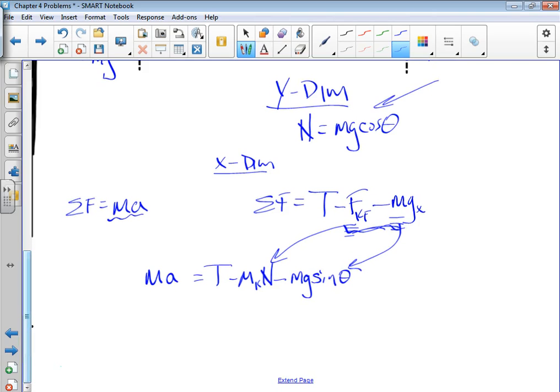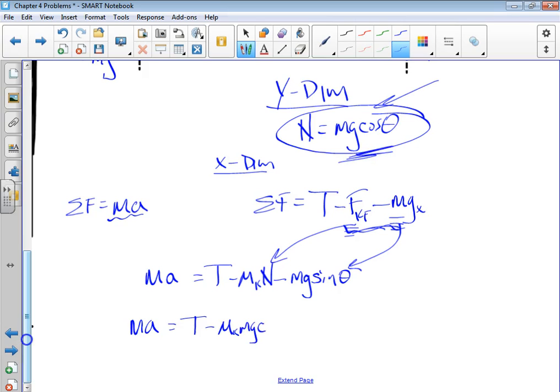But there's still more we can do along those lines, because ma equals tension. Now, mu kinetic, but what is the normal force? Remember I said it was going to be important? Well, now's the time. Replace normal force with what it's equal to, which is mg cosine theta, minus mg sine theta.